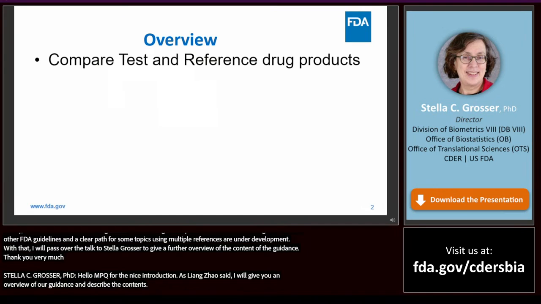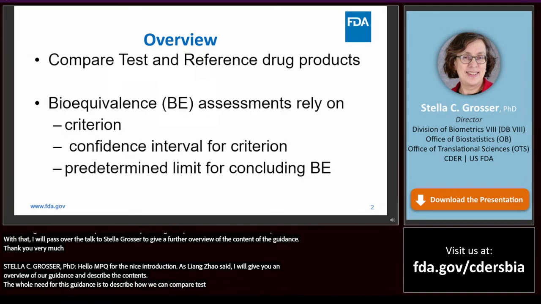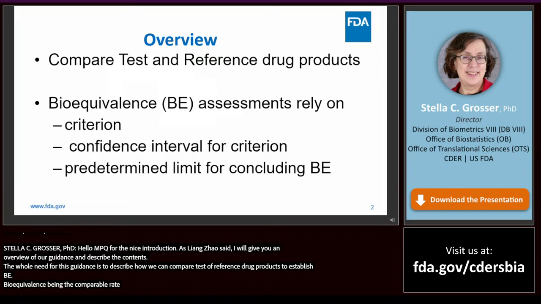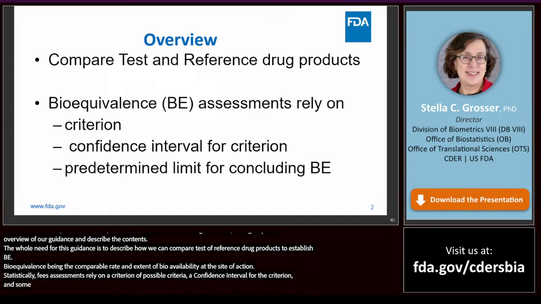The whole need for this guidance is to describe how we can compare test and reference drug products to establish bioequivalence. Bioequivalence being the comparable rate and extent of bioavailability at the site of action. Statistically, these assessments rely on a criterion or possibly criteria, a confidence interval for the criterion, and some predetermined limit for concluding bioequivalence. This is how we have established our decision process.